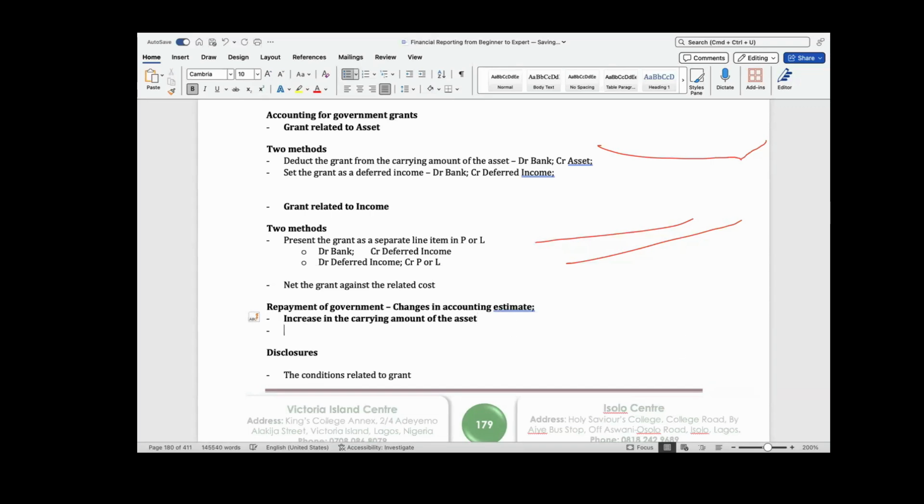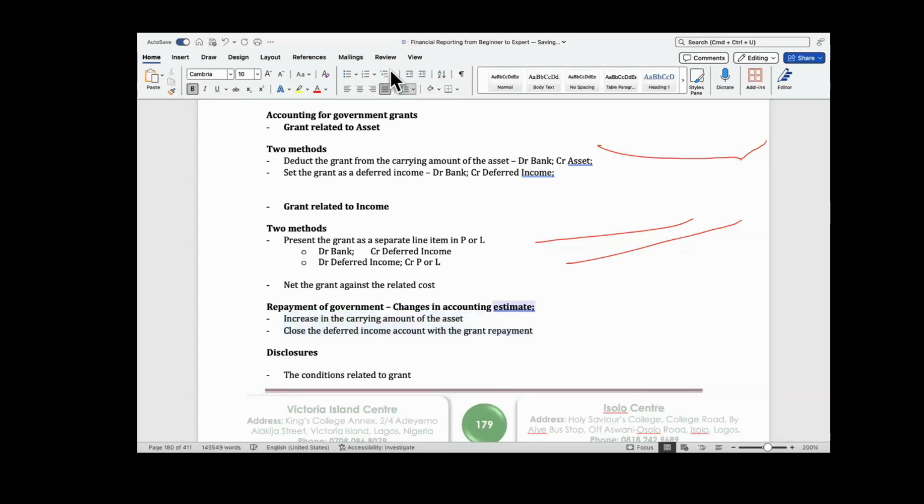Number two is if you have treated it by setting it up as deferred income. So whatever balance is in the deferred income, you would close the deferred income account against the grant repayment. Okay, so these are the extremes.